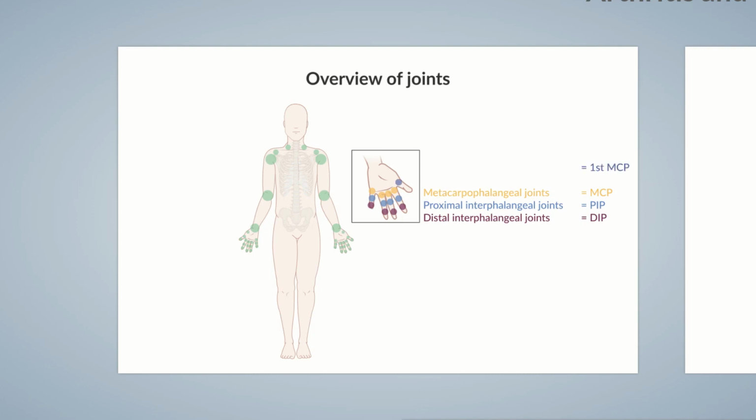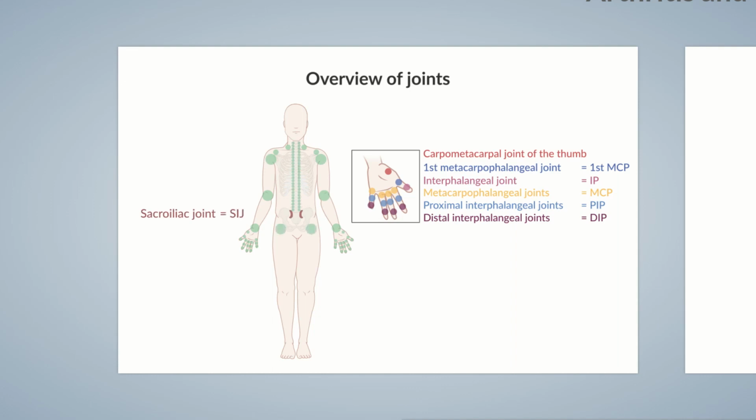The MCP joint of the thumb is also termed the first metacarpophalangeal joint and needs to be clearly differentiated from the carpometacarpal joint, which connects the thumb to the carpal bones. In contrast to the fingers, the thumb has one interphalangeal joint. The individual vertebrae of the spine are connected by small facet joints. On each side of the lower spine are the sacroiliac joints, in short, SIJ.